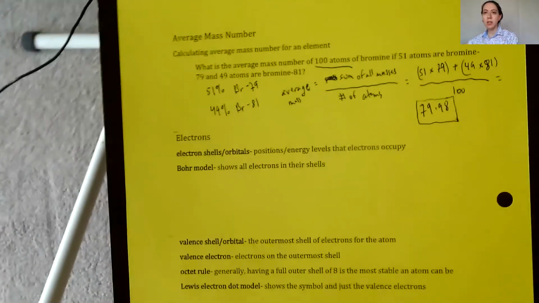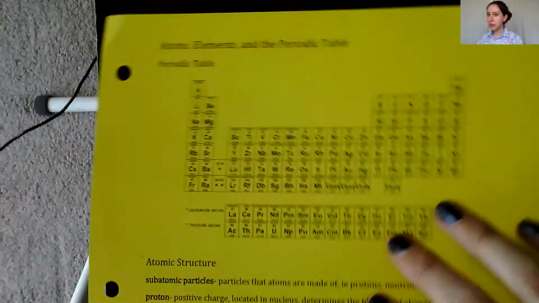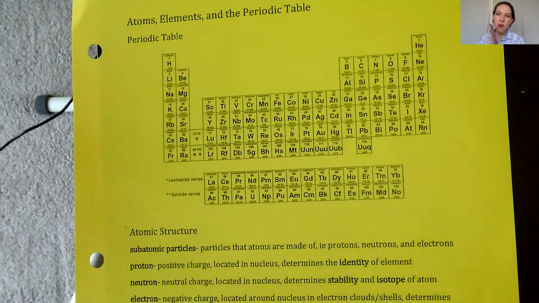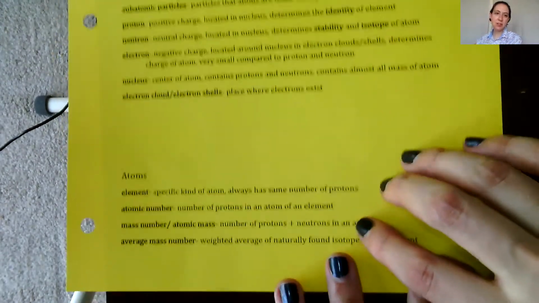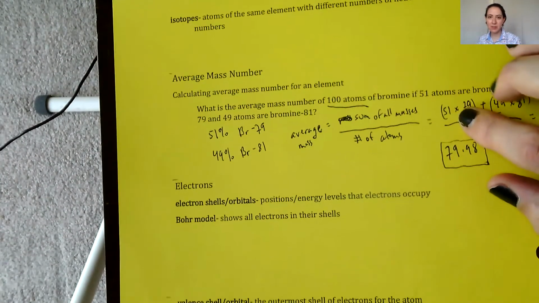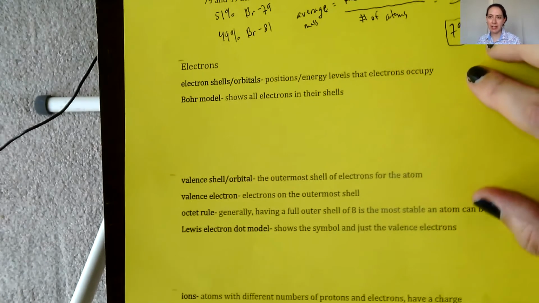So let's just take a quick look at your notes. So far we have done this first part. I didn't write everything in, but I know that you have. That's good. Okay, so we've got the periodic table, atomic structure, and atoms. We also have kind of talked about isotopes a little bit and average atomic mass at this point. So now we need to start talking about electrons.